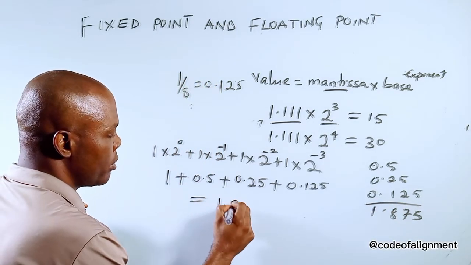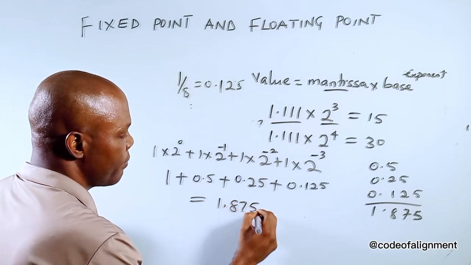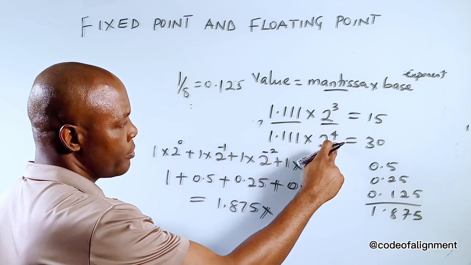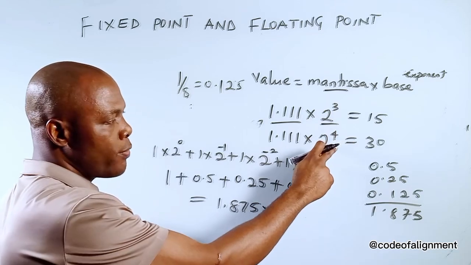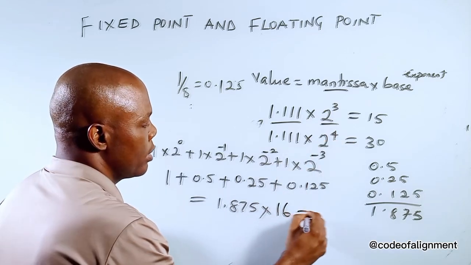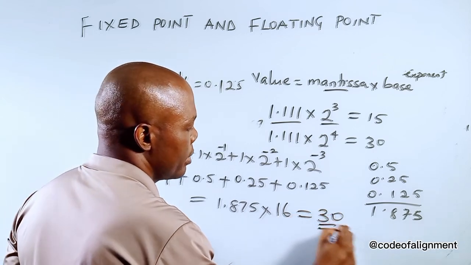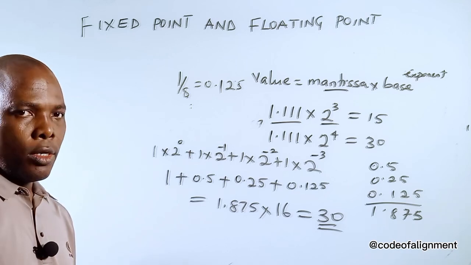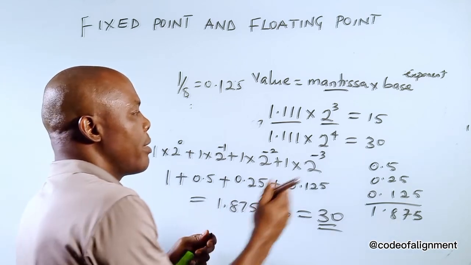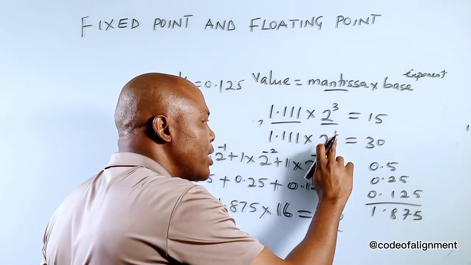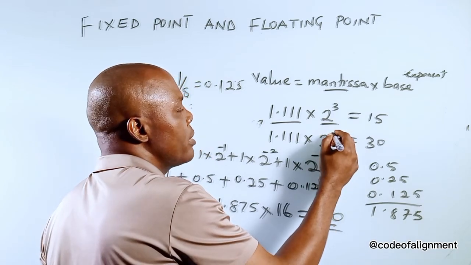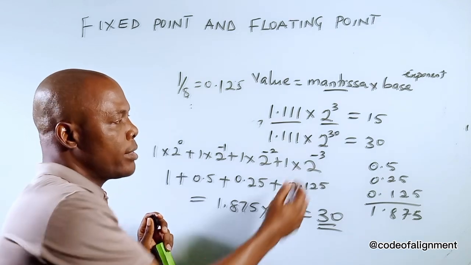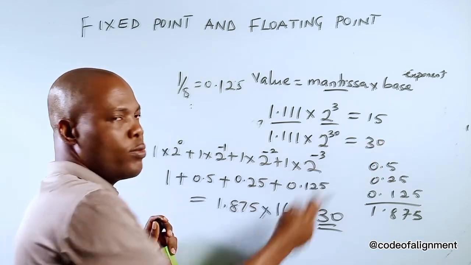So this will give you 1.875 multiplied by what? 2 raised to the power 4. So 2 raised to the power 4 is what? 16. So this will give us 30. Use your calculator. That is what you are going to get. So you can see. Now, it means that if I change this one to maybe 30, you can do the math and see what the value will be.